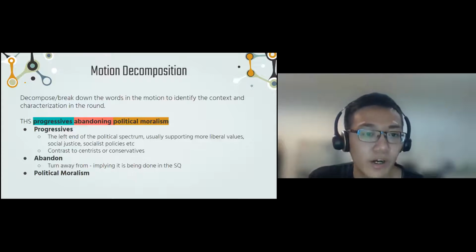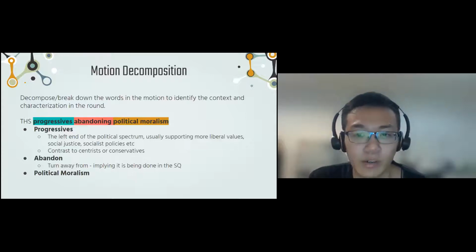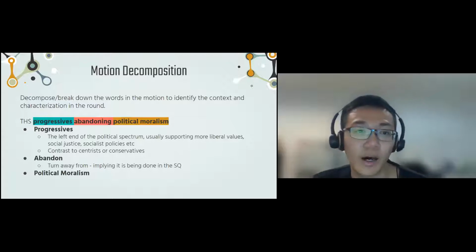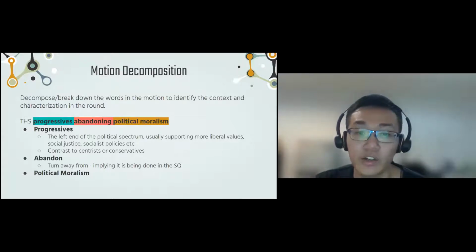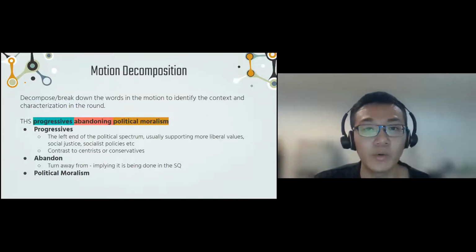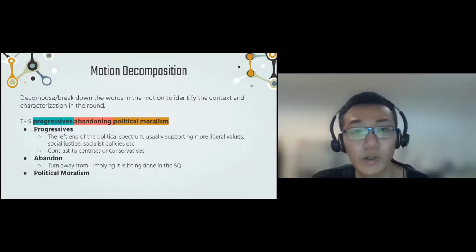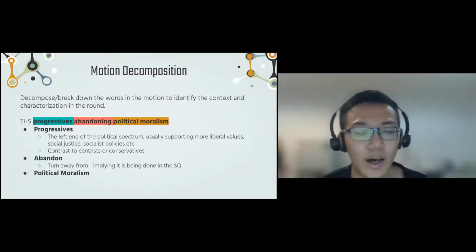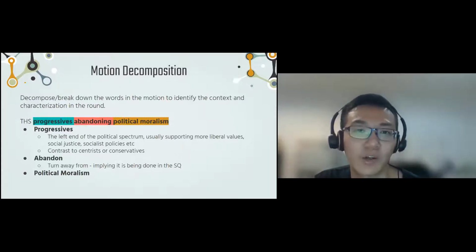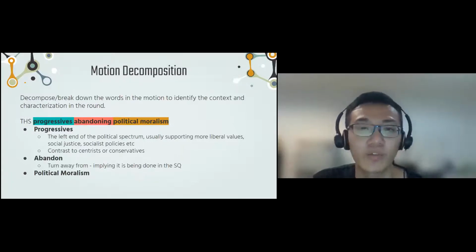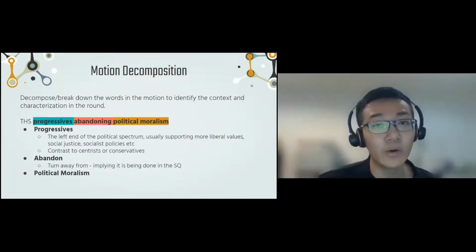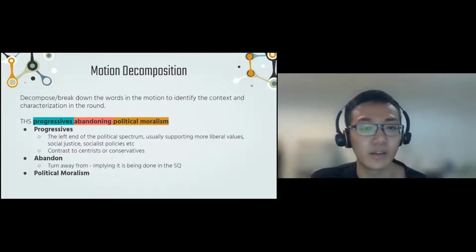So who these progressives are, they're probably people at the left end of the political spectrum. They usually support more liberal values, things like social justice, socialist policies, etc. Progressives are often contrasted to centrists or conservatives, centrists being people that sit in the middle. They are the moderates, the people that don't really have any strong political ideology and would just go with politicians or political parties that are more likely to provide them with what they need at any particular point in time. They don't really hold very strong values, which is why they sit in the center.